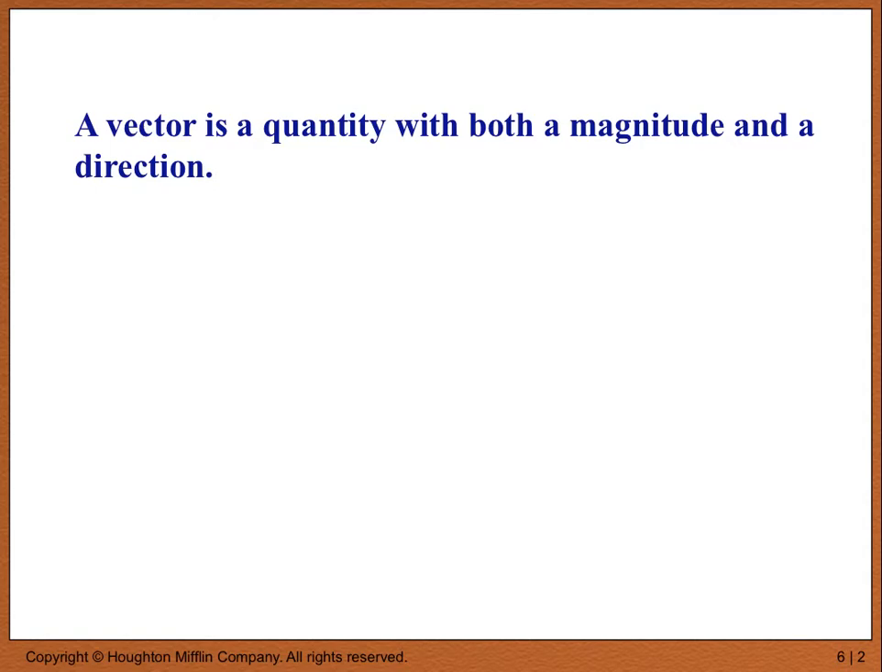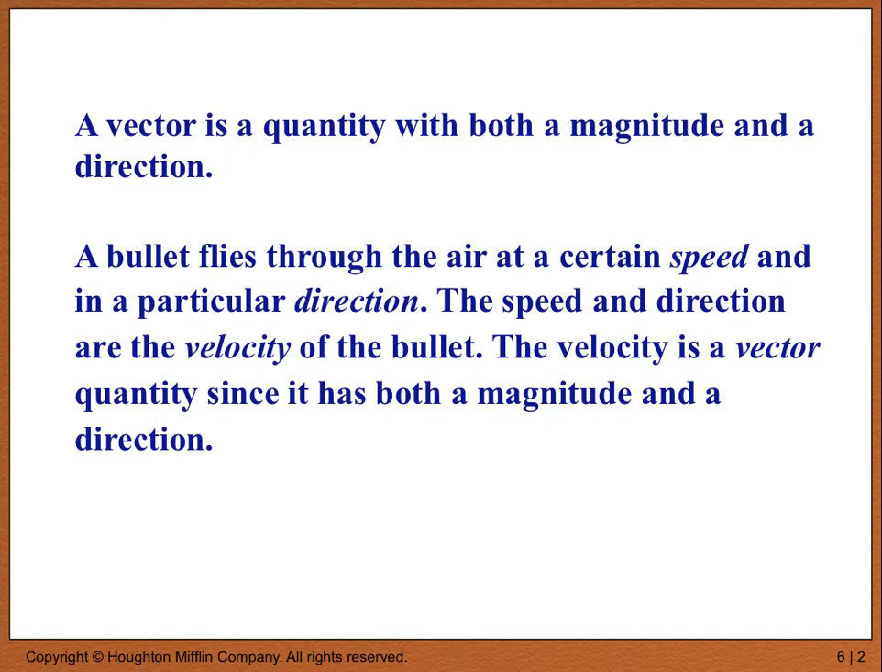A vector is a quantity with both a magnitude and a direction. For example, a bullet flies through the air at a certain speed and in a particular direction. The speed and direction are the velocity of the bullet. Now, just a little side note, maybe some of you have wondered what is the difference between speed and velocity? Are they just synonyms? We often use them as synonyms in normal speech, but technically, speed just represents a number, like miles per hour, but it doesn't take into account a direction. Velocity takes into account both the magnitude, which is the speed, and the direction, which is the particular way that moving object is going. So the velocity is a vector quantity since it has both a magnitude and a direction.